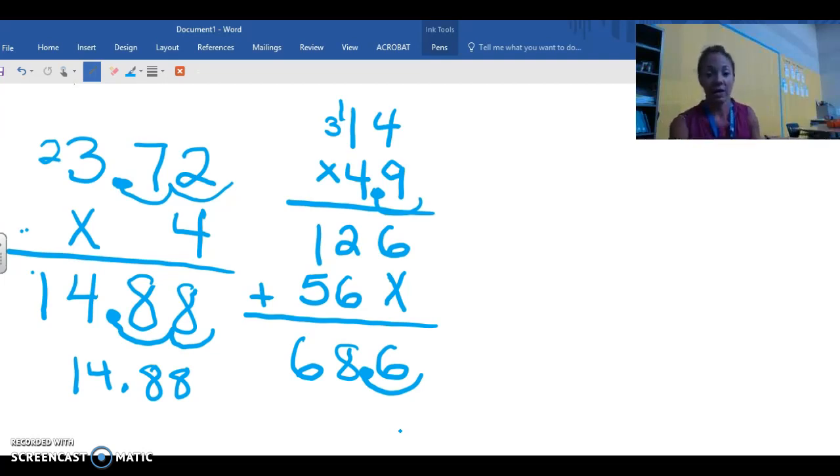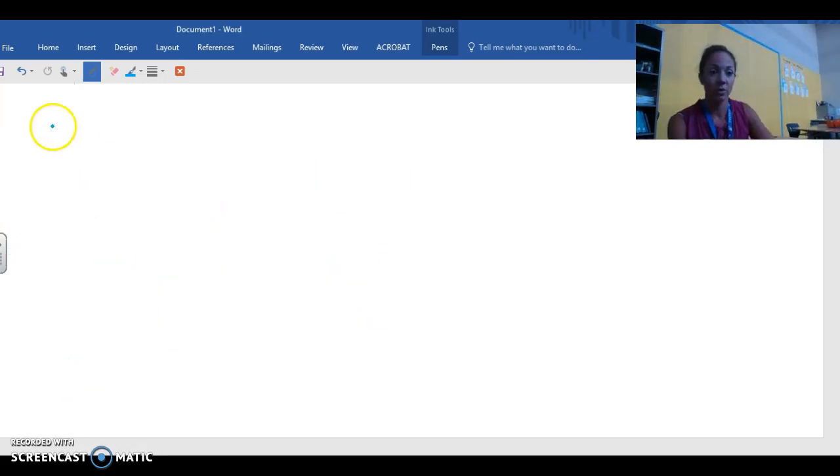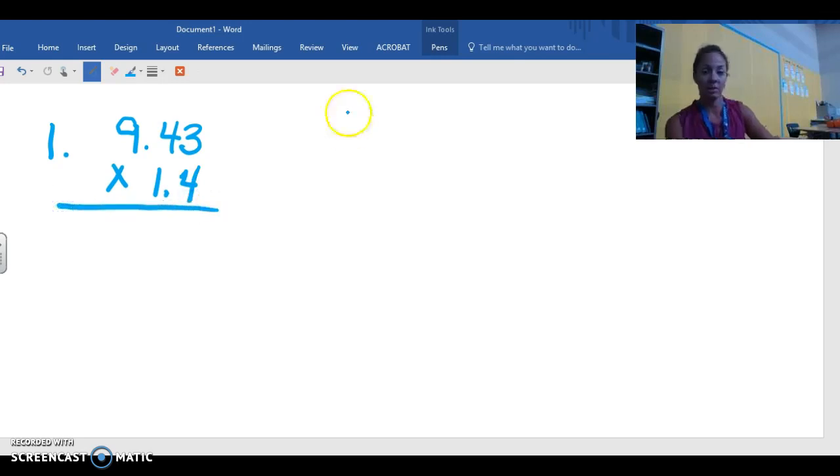So I have 4 problems for you to get in your notes, and I want to make sure that you show all of your work in your math binder. And I'll be checking your answers and your work tomorrow at school. All right, here's number 1. You have 9 and 43 hundredths times 1.4. You have lots of decimal places to count there.